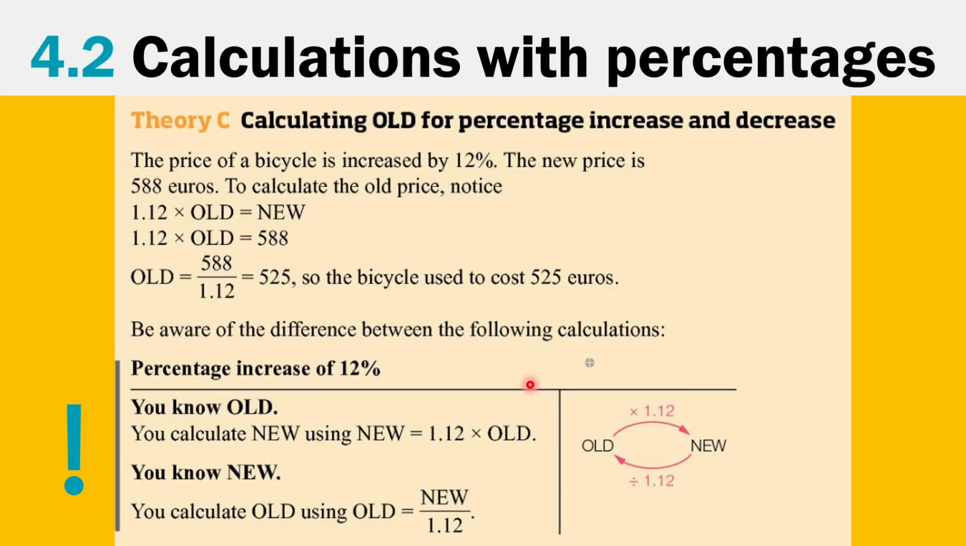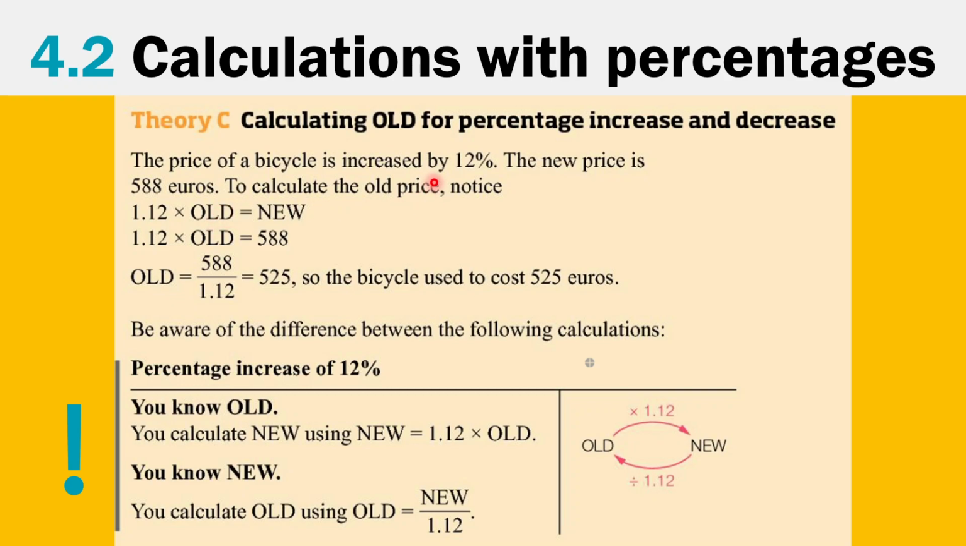That's what Theory C is about, calculating old for percentage increases and decreases. What I always do is just write down, and they do it like this, with this on the left hand side, this on the right hand side. You can also swap that around. You use the same formula that you already know. New is multiplication factor times old. And normally we knew the multiplication factor and old, and it was just a calculation.